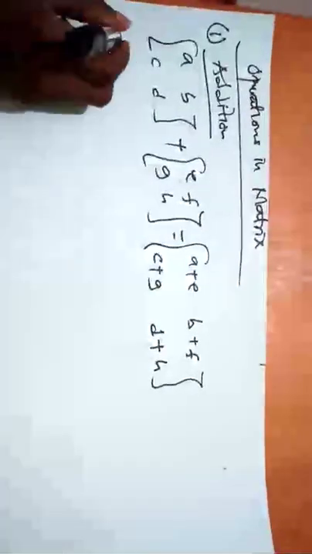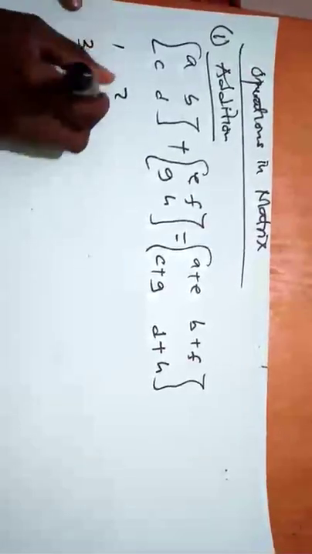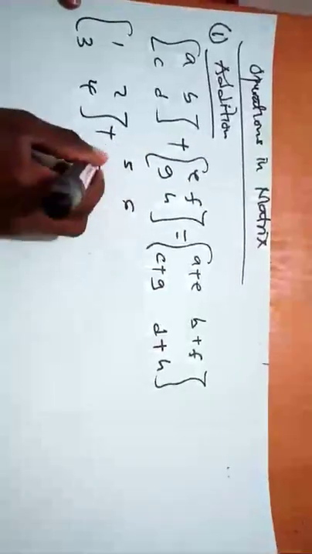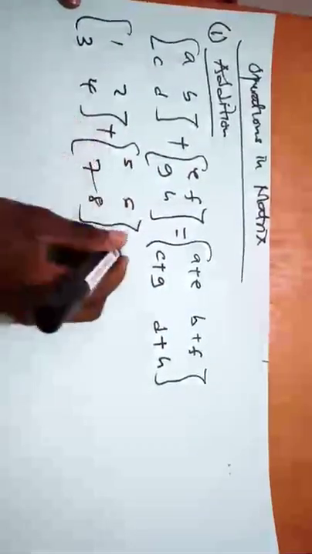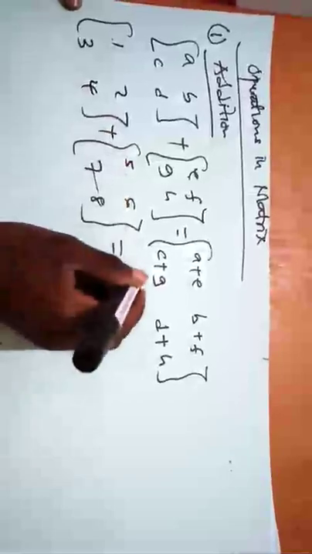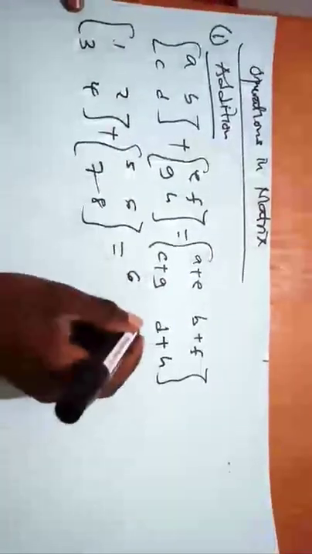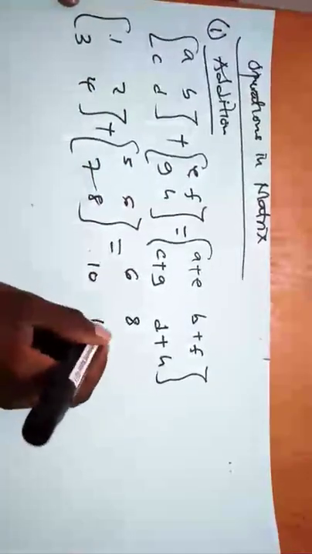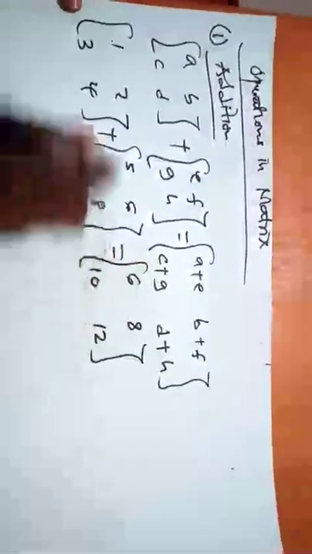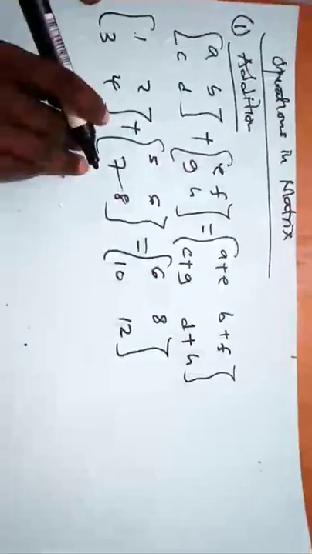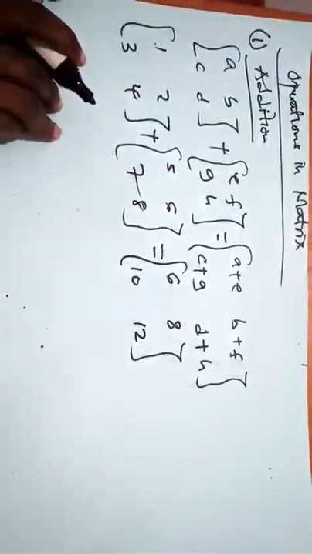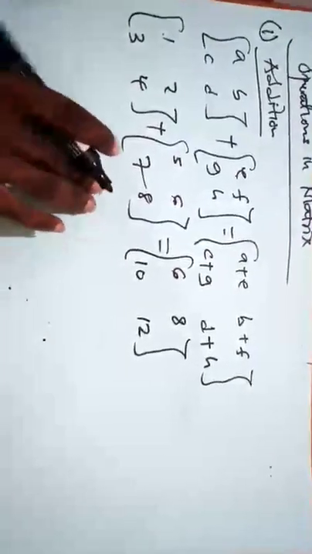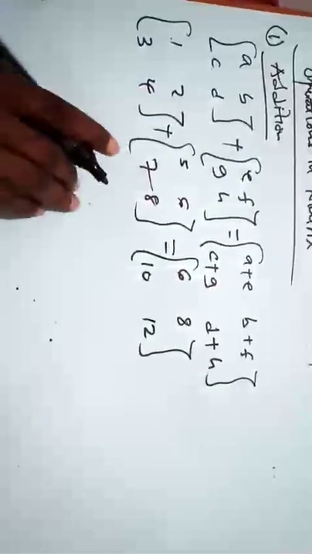So assuming we use numbers, let's assume we have a matrix 1 2 3 4. Then we have another matrix 5 6 7 8, and we are adding this matrix. We are going to have 1 plus 5, which is going to be 6, 2 plus 6, which is going to be 8, then 3 plus 7, which is going to be 10, then 4 plus 8, which is going to give us a 12. So we add matrix according to the elements. So you cannot add matrix that are not of the same dimension or the same definition. So we can only add a 2 by 2 matrix or a 3 by 3 matrix.